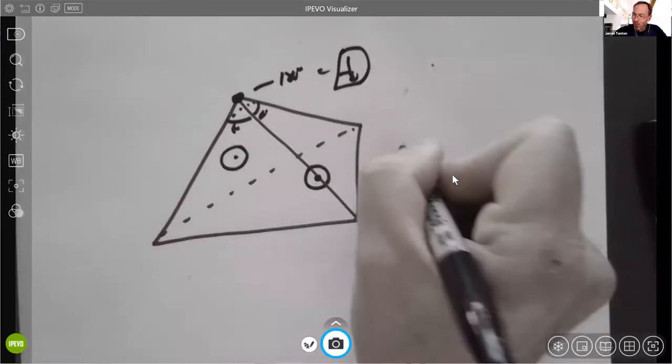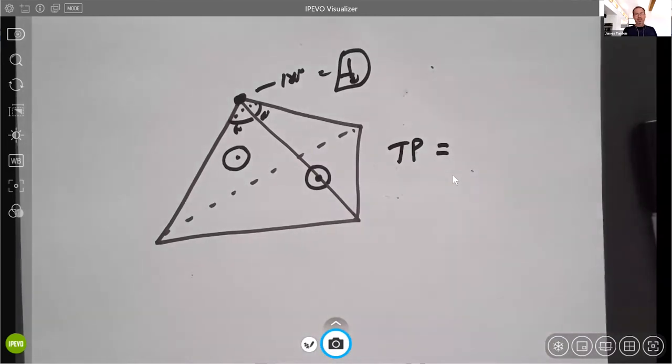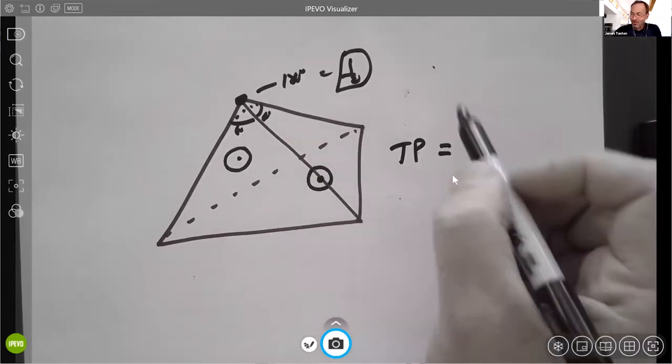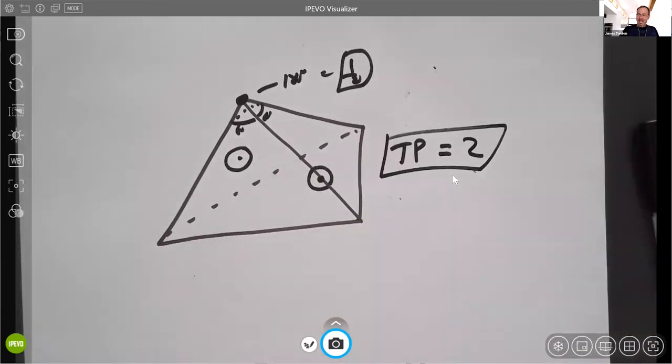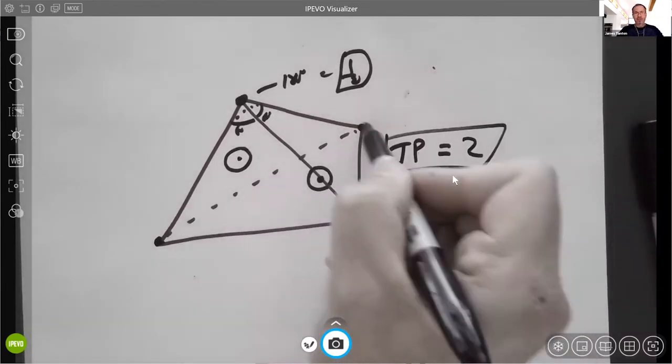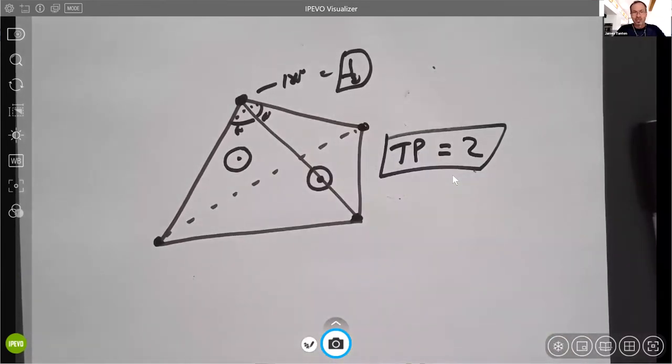So what's the total pointiness of a regular tetrahedron then? If I add up all the pointiness, why, it's 2. I get a bunch of zeros, but I got 4 corners, each of value pointiness a half, 4 halves is 2.